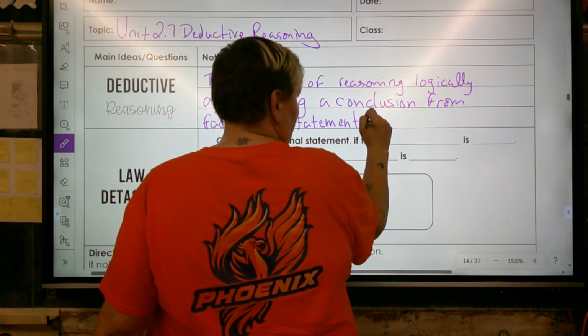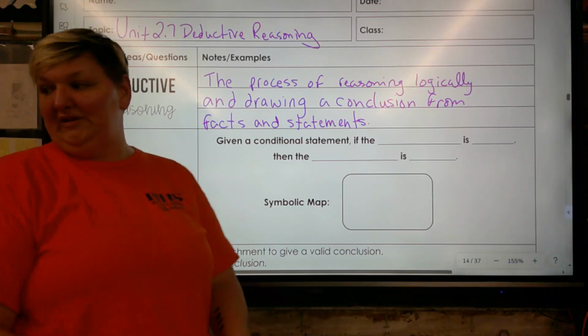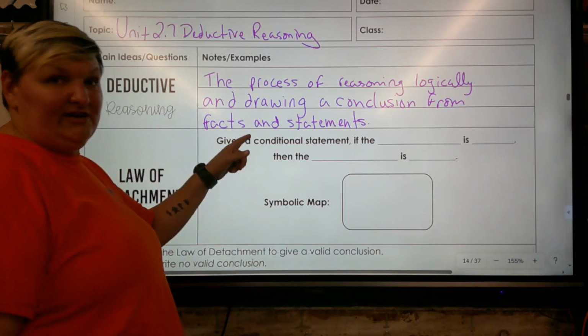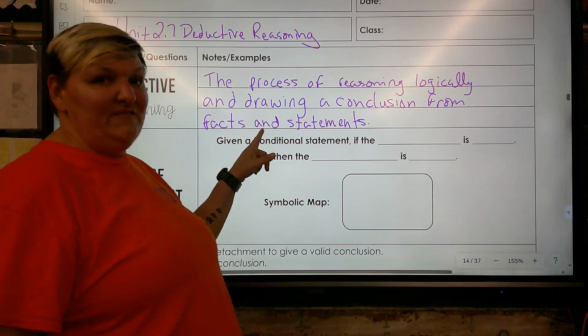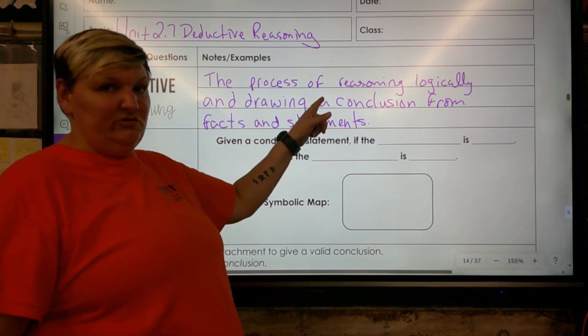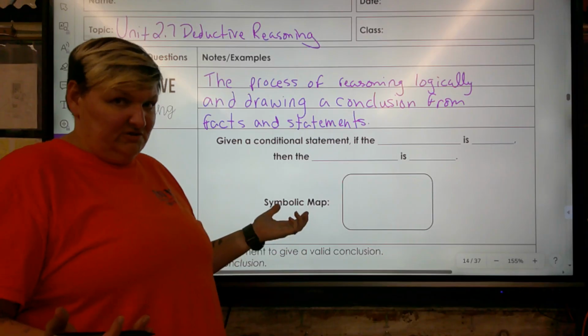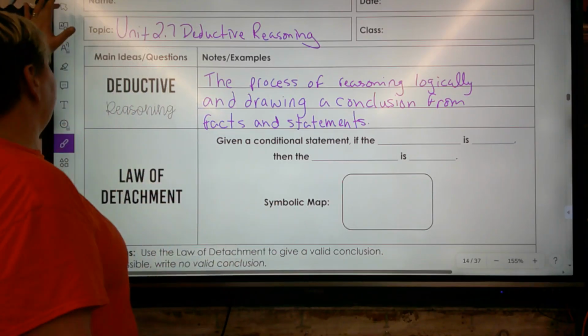Think about it this way. This is what the police do, right? They gather evidence, and then based on that evidence, they draw a conclusion. They use deductive reasoning, right?